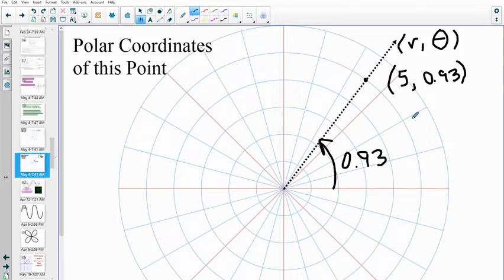And then a couple other details about this. If you have a negative r, that means whatever direction the angle is pointing, we're going in the opposite direction. So if I had the same theta value, but a negative r, my point would be somewhere down here instead of up here. And also theta can be negative. Instead of a positive rotation, we could do a negative rotation in the clockwise direction.